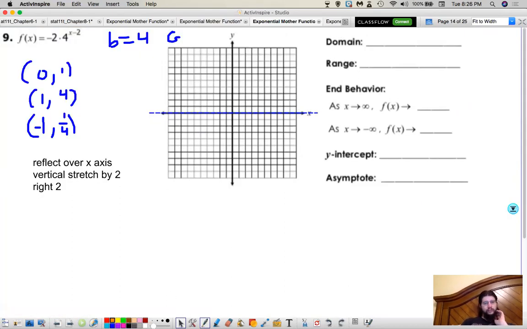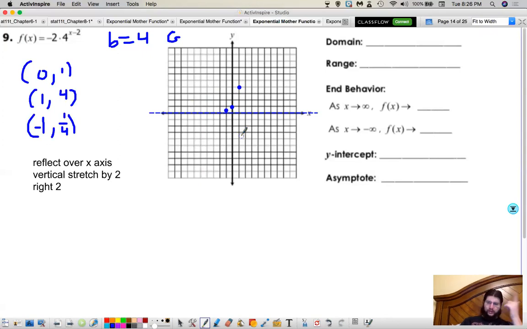All right, so I'm going to plot my basic dots. And I'm going to transform them. So you got options here, people. You can figure out the coordinates. You can plot the dots and then manipulate them. You can plot the dots on Cammy and then move them around. Now you can't reflect or stretch them on Cammy really, but you could move them individually, I guess. But let's just do it. 0, 1. 1, 4. And -1, a fourth.